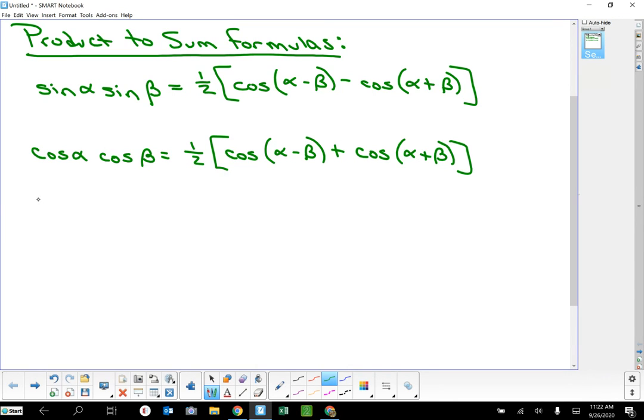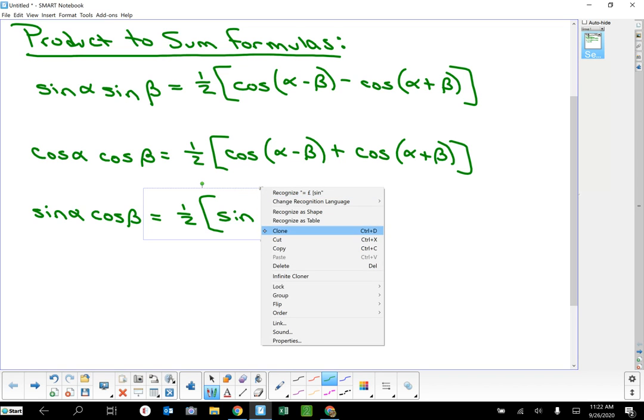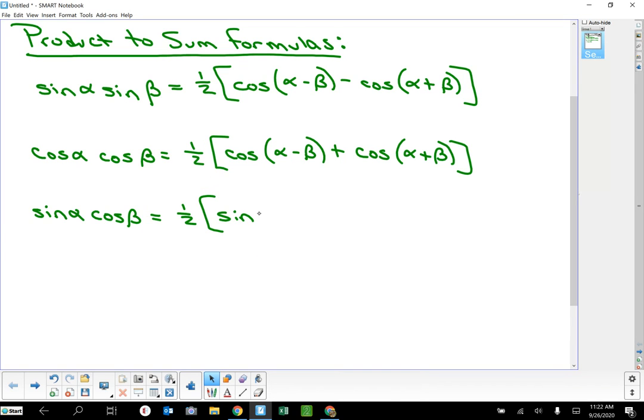And then we're going to have now a combo, sine alpha cosine beta. So these two both have sine, these two both have cosine. Now we have sine and cosine. And this guy is 1/2 sine alpha plus beta plus sine alpha minus beta.